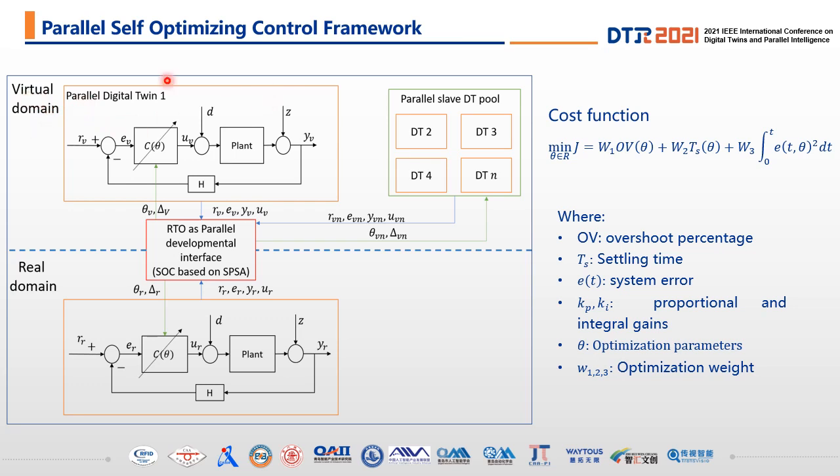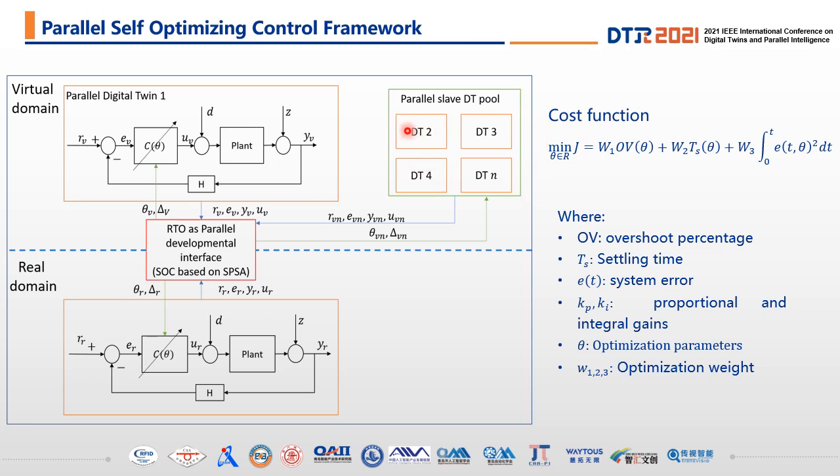We have the virtual domain also. On the virtual domain, we have a parallel digital twin that is executing at the same time with the real domain, with the physical asset, in order to compare and manage the system performance and evaluate these self-optimizing control possibilities. So in that sense, we can test the self-optimizing control algorithm, in this case using the real domain and also the virtual domain. In addition, we can enhance the performance of this configuration here using parallel slaves digital twin pool.